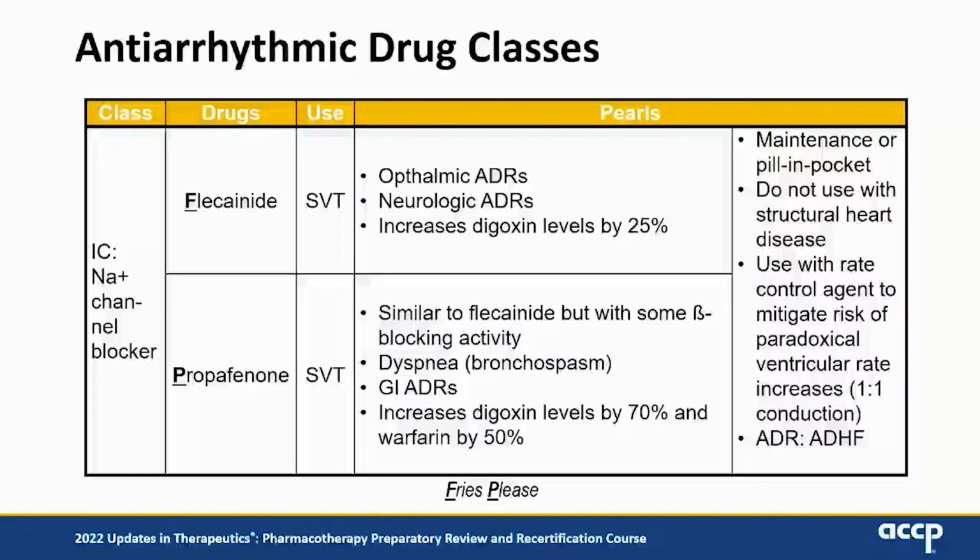So what these drugs have in common is that they can be used for the maintenance of normal sinus rhythm in a patient with paroxysmal AFib, meaning that they're dosed every day, or they can be used as a pill-in-pocket approach. So this is if patients are able to sense when they convert from normal sinus rhythm to AFib, and they can take this medication to try to restore normal sinus rhythm.